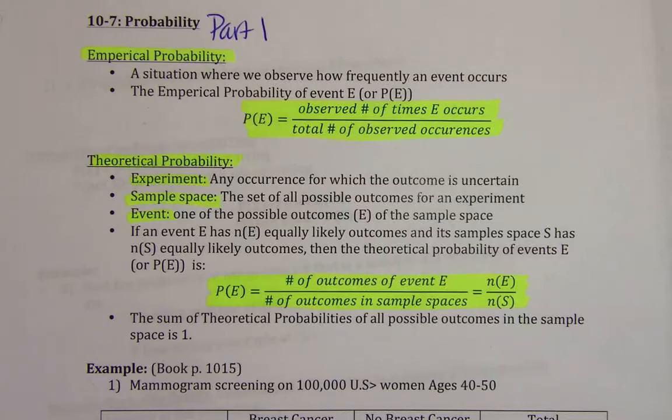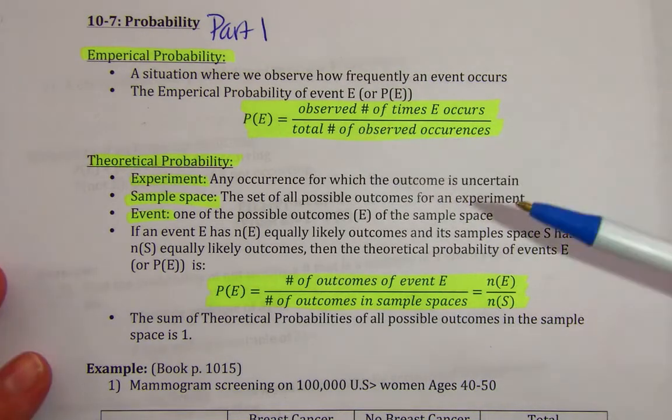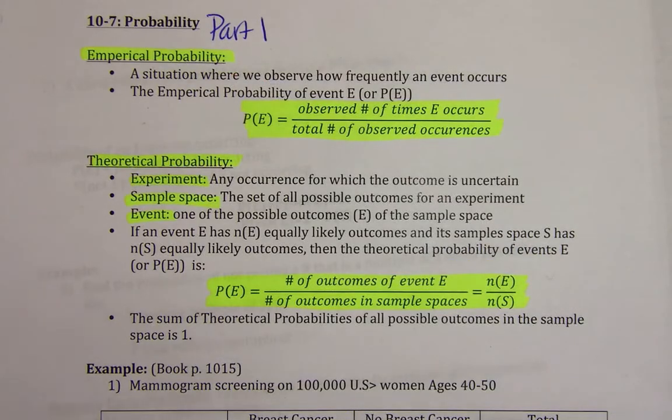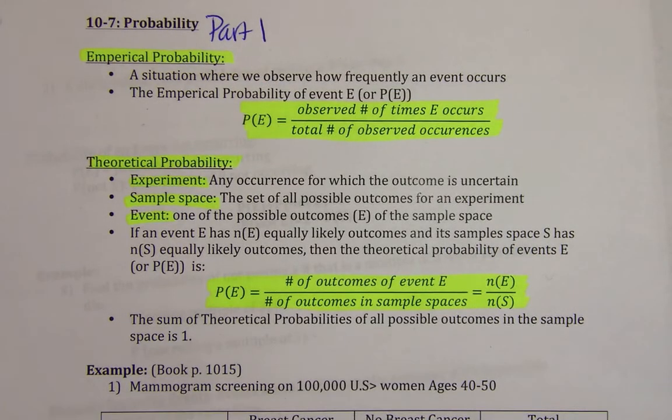Okay, so this is 10-7, part 1, and we're going to be looking at probability. The first type of probability we'll look at is empirical probability. Now this is where we actually run an experiment and keep track of the data we get from this experiment.